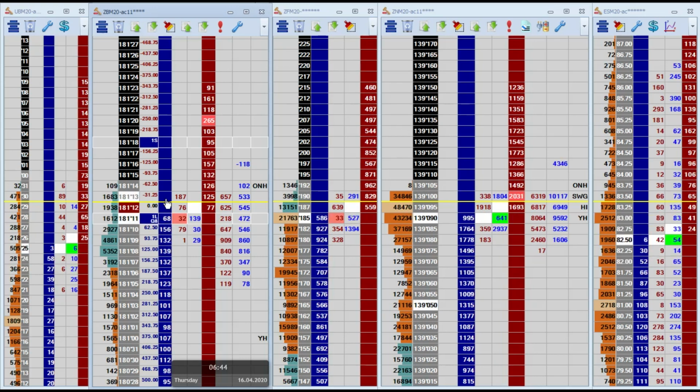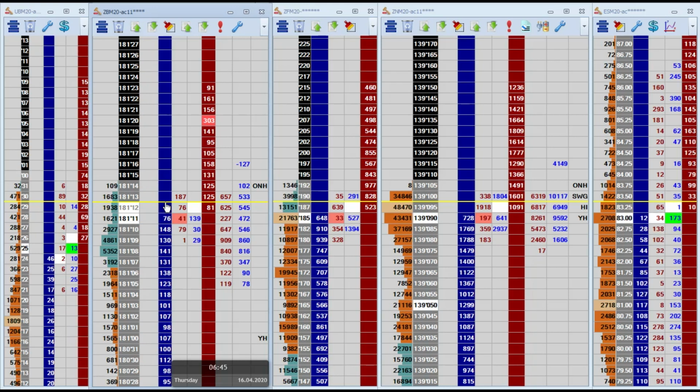Shit, I'm 8 in the queue. Let's see if I get filled. Saw the Ultra Bond start to tick back up, and I knew that this was going to happen. Okay, so I got filled. That's one tick.